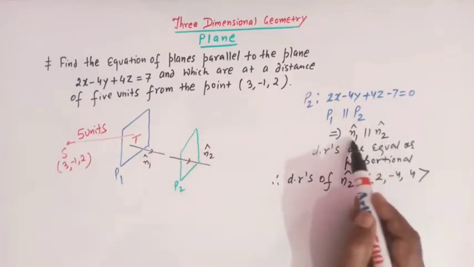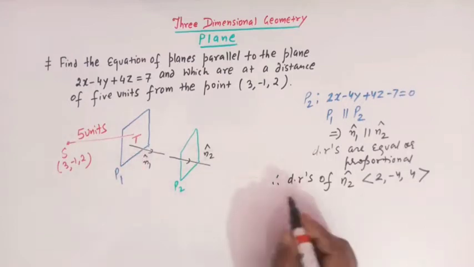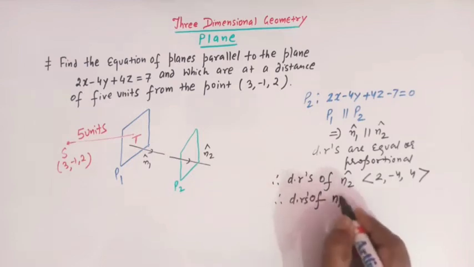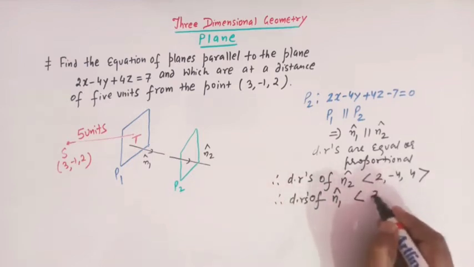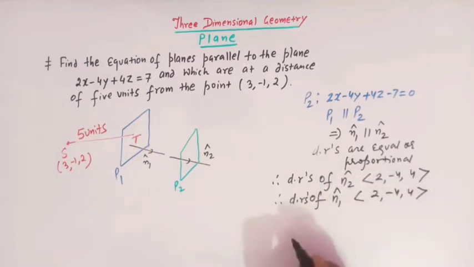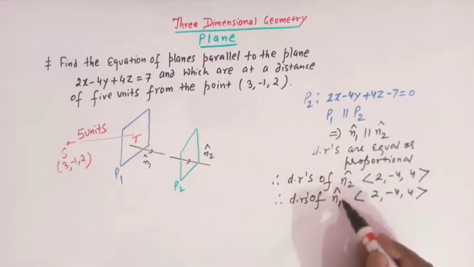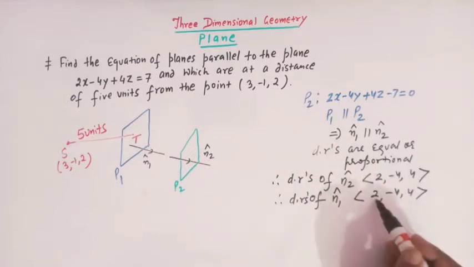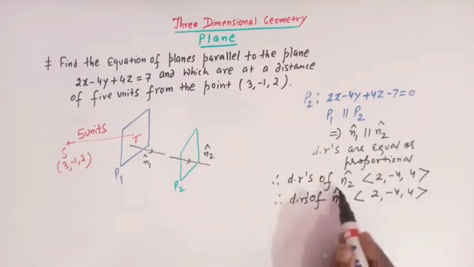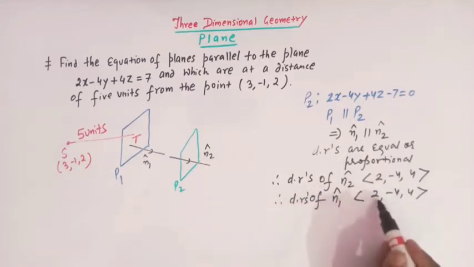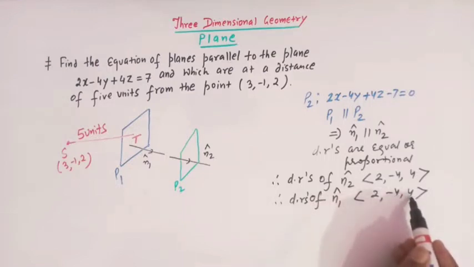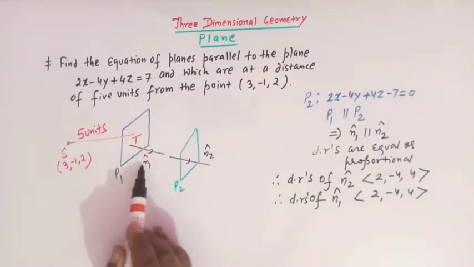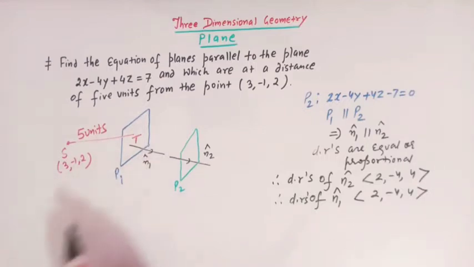Now since the n2 vector is parallel to the n1 vector, the DRs of the n1 vector are also 2, -4 and 4. These two vectors are parallel, hence their DRs are either equal or proportional. So we are taking the direction ratios of this vector n1 as 2, -4 and 4. Now that we know the DRs of n1, we can easily write the equation of this plane P1.